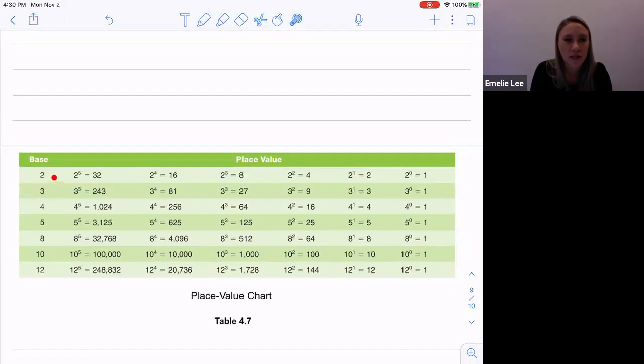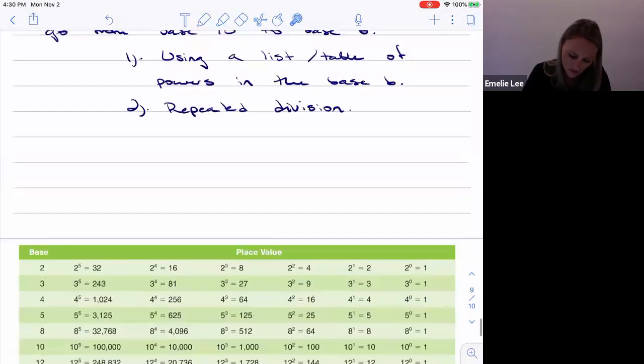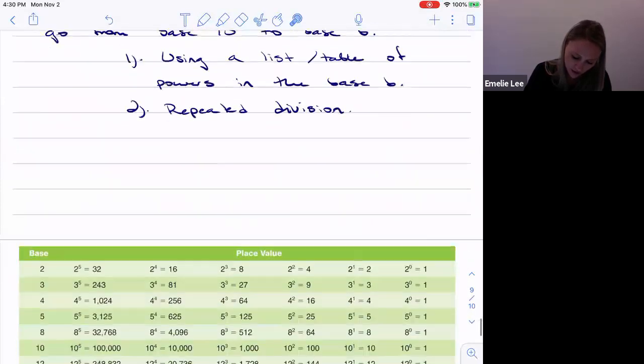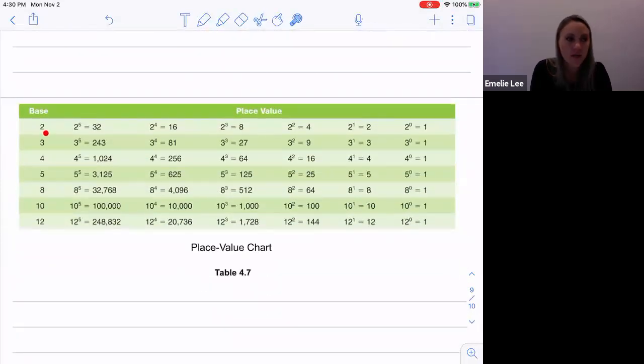Notice we were working in base 2, 4, and 5, right? So we already had to make use of some of these powers, right? We had to know that 2 to the power of 3 was 8, for example, when we wrote it out in expanded form, but you can just use your calculator, right? So this is not some secret thing. You can just use your calculator to figure this out. But what's hard is you'll need to kind of know these values.